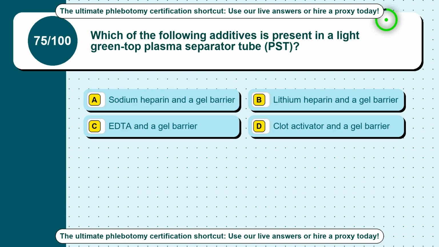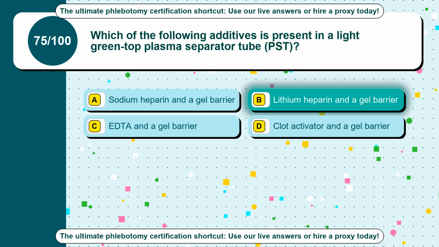Question 75. Which of the following additives is present in a light green top plasma separator tube, PST? Option A. Sodium heparin and a gel barrier. Option B. Lithium heparin and a gel barrier. Option C. EDTA and a gel barrier. Option D. Clot activator and a gel barrier.